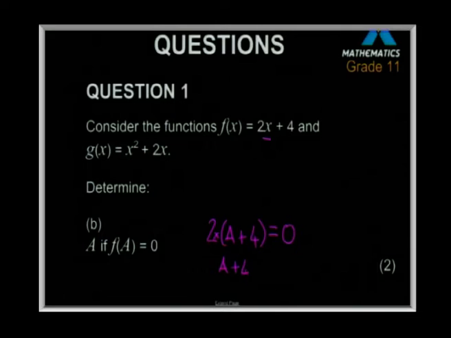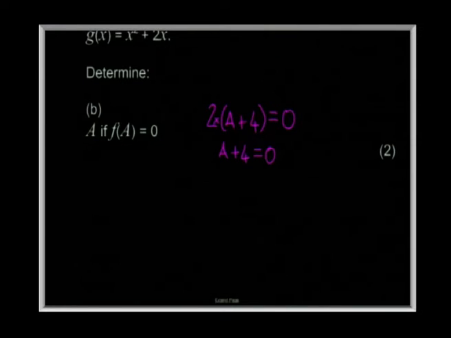0 divided by anything is still equal to 0. And now we have a plus 4 is equal to 0, which means that a is equal to negative 4. It really is that easy. All you have to do is replace the x with the variable and make the equation equal to the number that they have said. On to the next question.